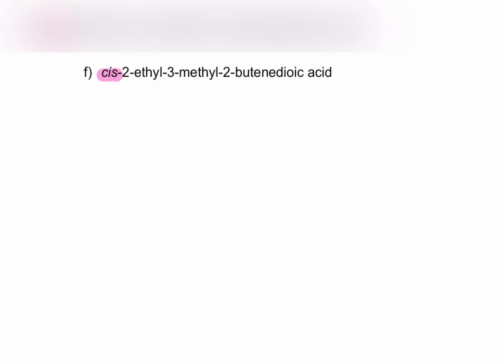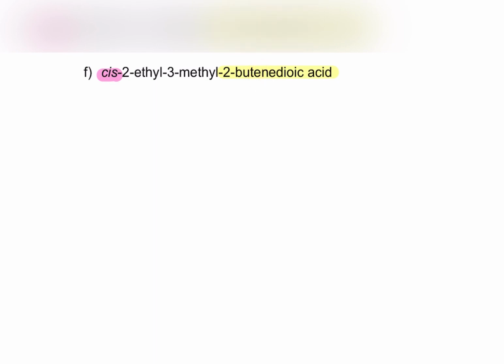So I'm going to draw based on the rule that I've used before. Determine the parent first. So the parent will be 2-butenedioic acid. So what does it mean by here? You got 4 carbons for your alkene. If you see here, you got ene.